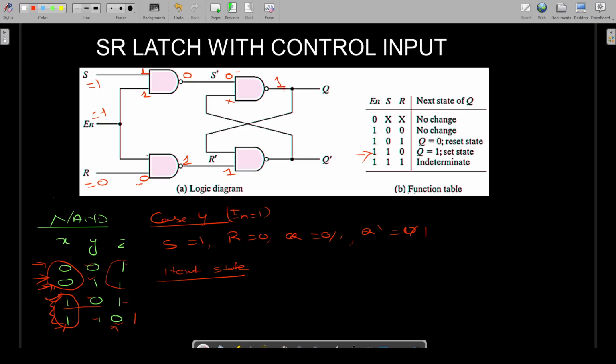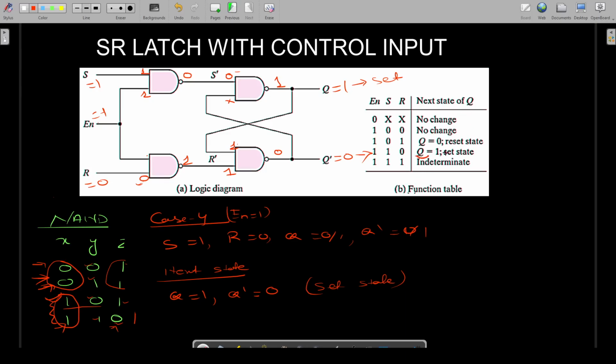So if this output is fixed at 1, this feedback is given to the downside NAND gate. So if 1 1 becomes the input, the output is going to be 0 and it is going to stay in the same condition. Here Q equals 1 and Q dash is equal to 0, and this is called the set state. Set state, why? If Q equals 1 and Q dash equals 0, this is called the set condition or set state.